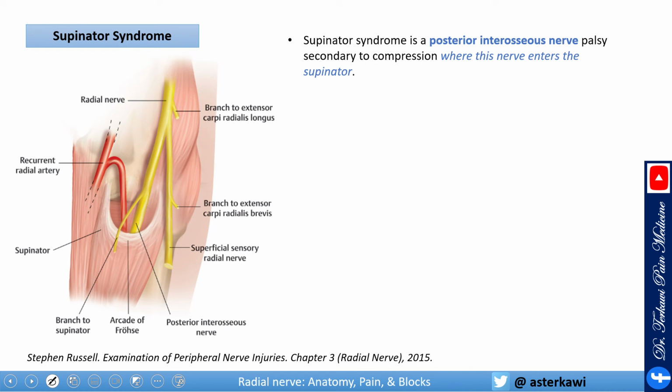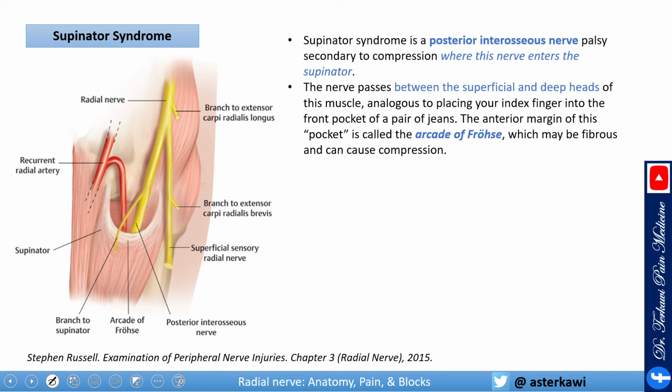And the other cause that can be confused with the radial tunnel syndrome is the supinator syndrome. The supinator syndrome is also a compression of the posterior interosseous nerve where the nerve enters the supinator. That's the difference here. The nerve passes between the superficial and deep head of the muscle. Think about it as placing your index finger in the front pocket of your jeans. The anterior margin of the pocket is called the arcade of Frohse. So here, this is the arcade of Frohse, and you see the posterior interosseous nerve can be entrapped there.